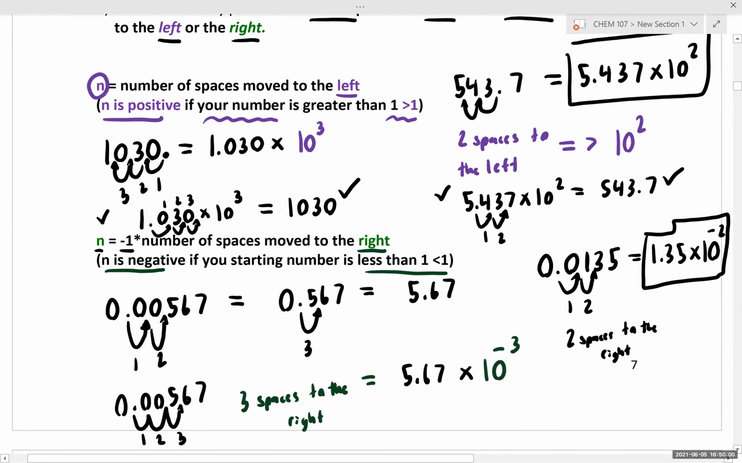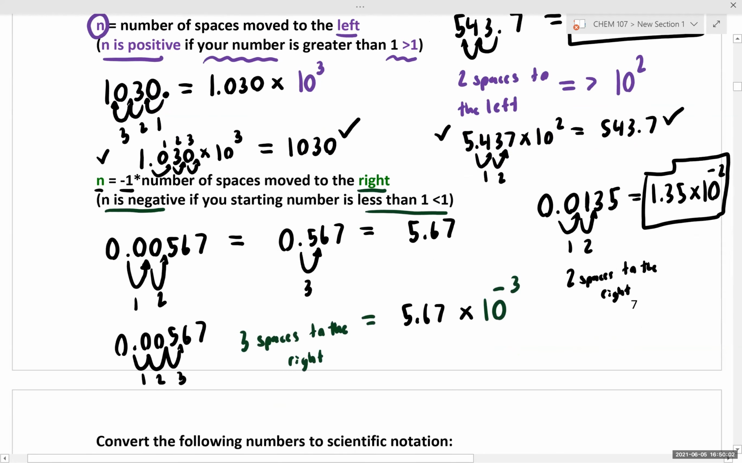We can also do this to check our work for the negative exponents. So if we have 5.67 times 10 to the negative third, this time we're multiplying by a negative exponent. So we move our decimal point 1, 2, 3 spaces to the left, and that gives us 0.00567. So we've checked our work.